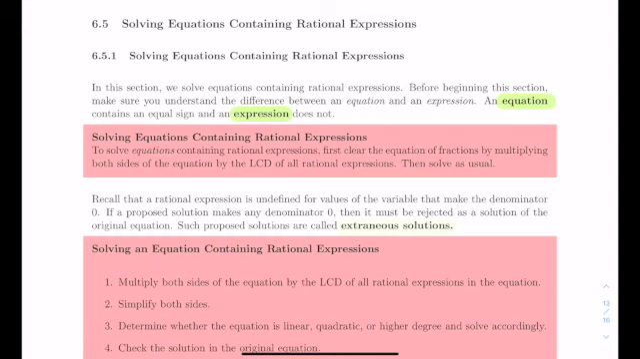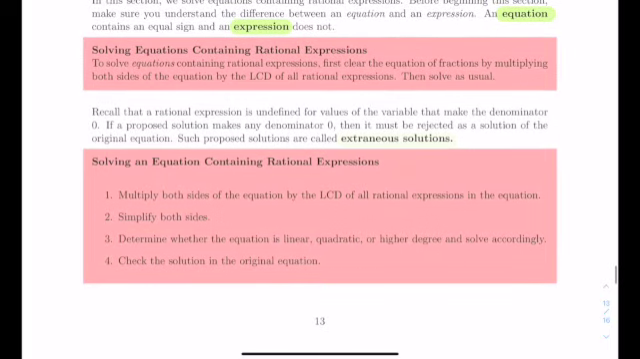Equations have equal signs. To solve equations containing rational expressions, we first clear the equations of fractions by multiplying both sides of the equation by the LCD of all rational expressions. Then solve as usual. Recall that a rational expression is undefined for values of the variable that make the denominator 0. If a proposed solution makes the denominator 0, then it must be rejected as a solution of the original equation. Such proposed solutions are called extraneous solutions.